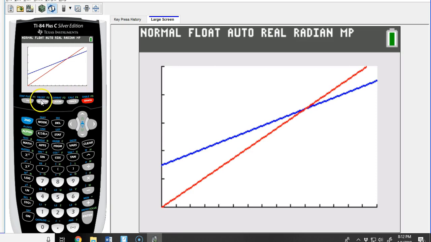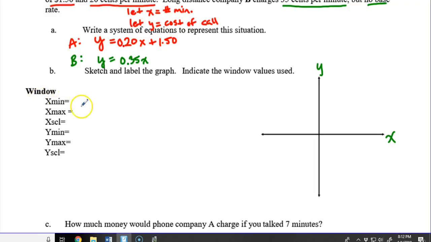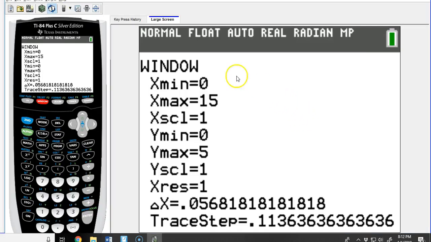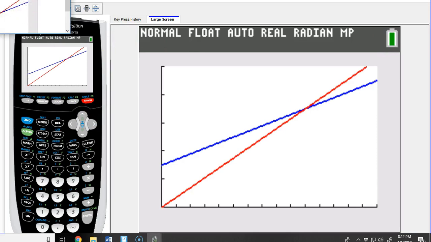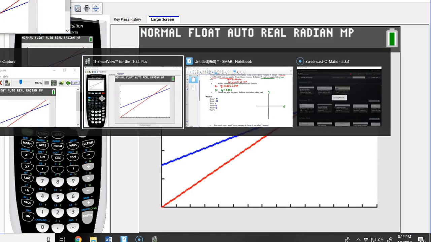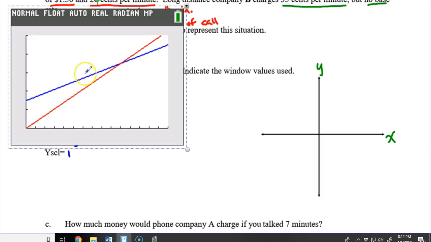So let's come over here and say what our scale was. We got a sense of our scale from our table. So the X's, we went from 0 to 15, marking it every 1. Our Y's, we went from 0 to 5, marking it every 1. So therefore, because I can't see my screen and my writing area, let me just take a little screen capture real quick, place that over here.